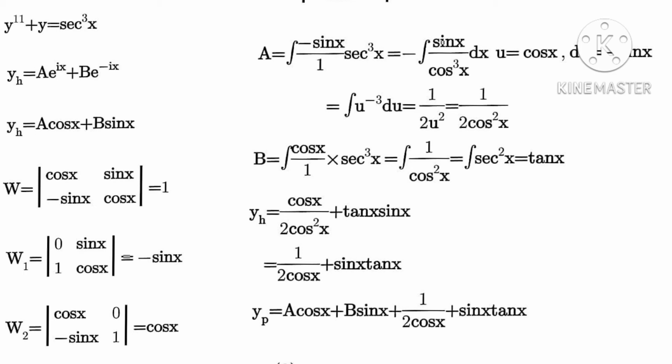So our solution therefore becomes, we have our a already and we have our b, so we take it back to equation 3. Then we have our final answer to be 1 over 2 cos x plus sin x tan x. Then our general solution now becomes a cos x plus b sin x plus 1 over 2 cos x plus sin x tan x.